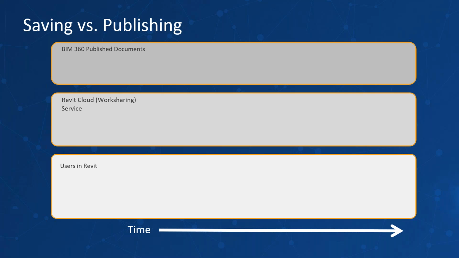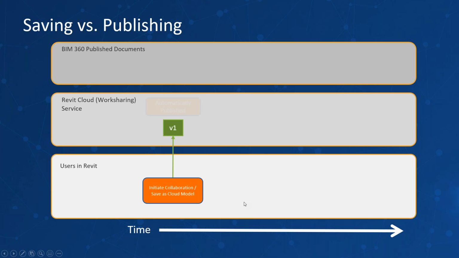Now, it also means that we have to make sure that what we send out there for others to view is something that, as a Revit user for instance, we have committed to. And that's why we have this concept between saving and publishing. So for a Revit user connecting to a central file and saving to central, we're looking at this first level and this second level.